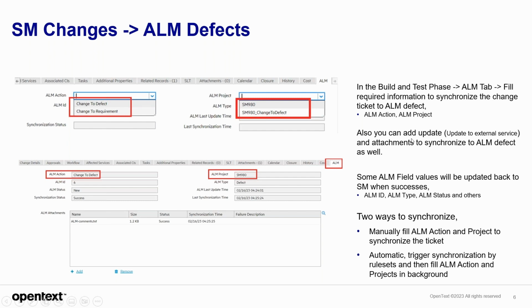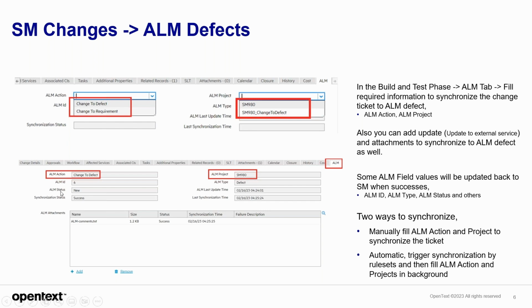Sometimes we will add some updates to the change and want to synchronize them to ALM. Then you should select the update type to update to external service, and then input some updates. Those updates will be synchronized to ALM as comments, but it's unidirectional because we only support synchronizing updates from Service Manager to ALM. We do not support the comments synchronization from ALM to Service Manager.